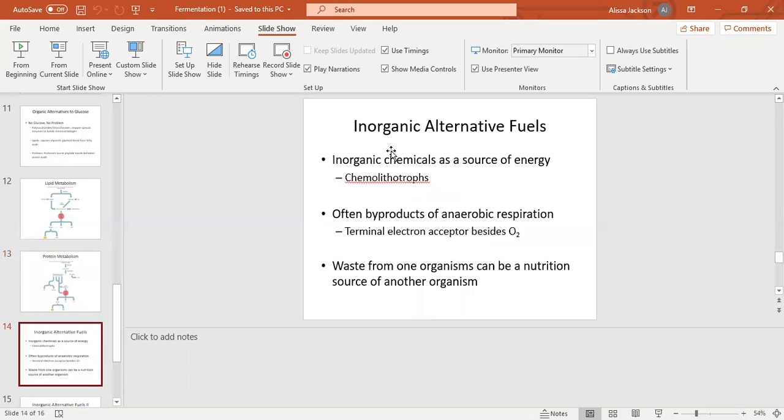In inorganic fuels, chemolithoautotrophs use inorganic chemicals that are often byproducts of anaerobic respiration, right? So aerobic respiration is the presence of oxygen, anaerobic is without oxygen. So yeah, there's a terminal electron acceptor besides oxygen. And one bacteria's waste can be another nutrition source.